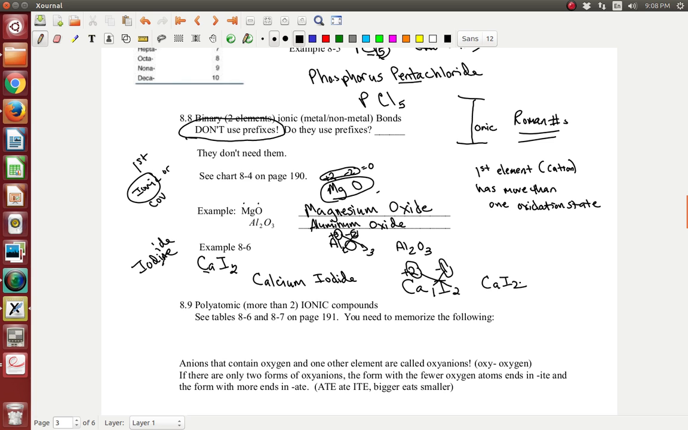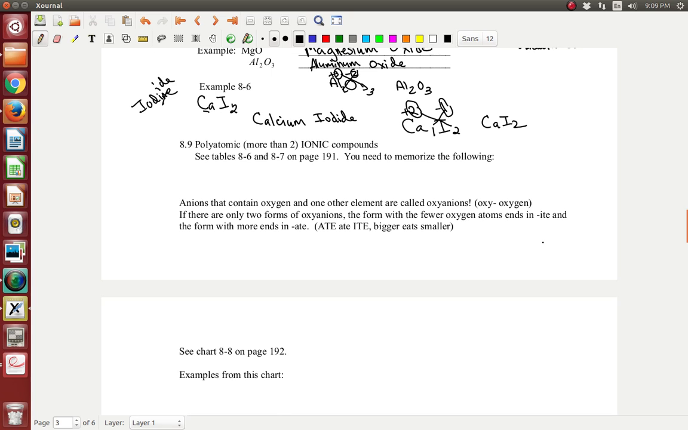Okay, now we're going to deal with polyatomic ionic compounds. When you have a polyatomic ion, you're going to have to follow the ionic rules. There's going to be a bunch of polyatomic ions that you need to memorize. And I'm not going to write them all right here.